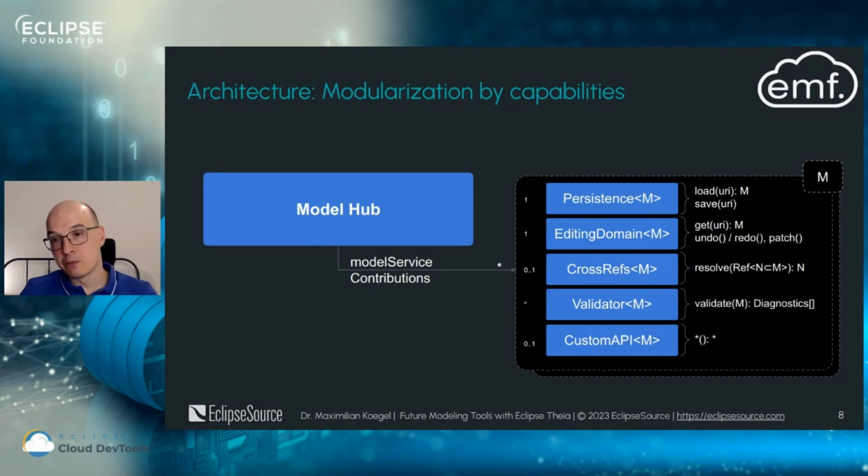Editing domain, if you're familiar with EMF, you know what it is. Basically, you can get the contents of a model, you can change a model, and you can undo and redo. You can have optionally a capability to resolve cross-references and a capability to validate your model. And you can have your custom API, as mentioned earlier.